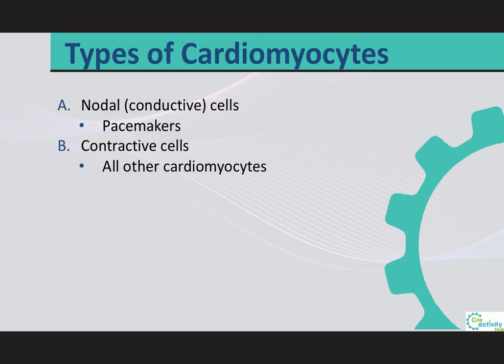There are two main types of cardiomyocytes, or cells that belong to the cardiac tissue. These are the nodal cells, which can also be called conductive cells, and the contractive cells. The nodal cells are what we call the pacemakers. These are the ones that will set the tone. And the contractive cells are all other cardiomyocytes. On this specific learning outcome, we will be covering just the nodal cells, and on the next learning outcome, we will talk about the contractive cells.